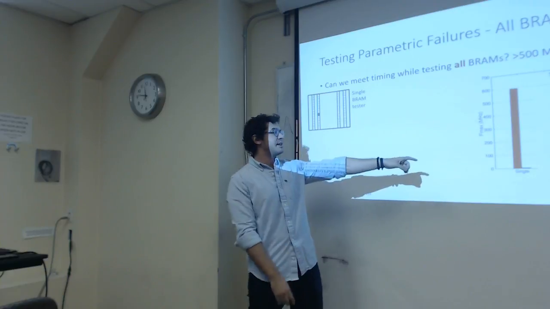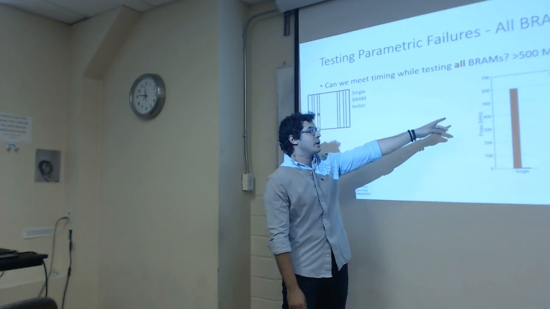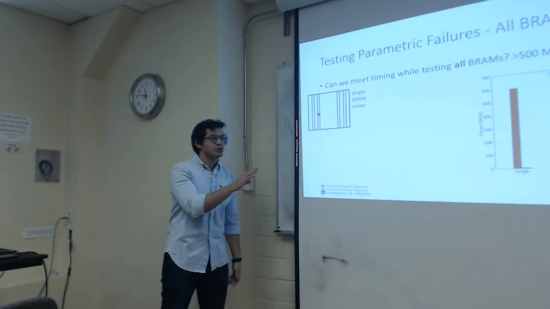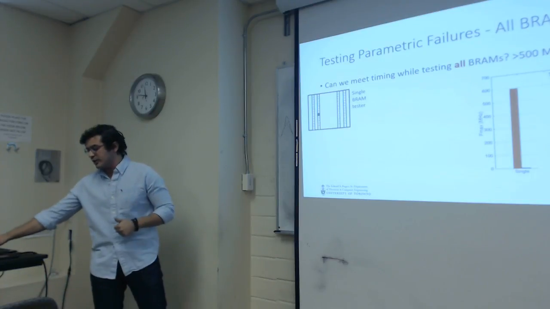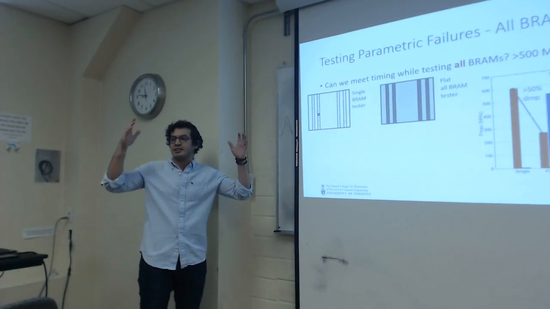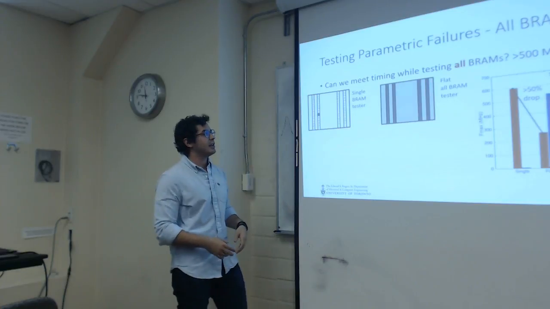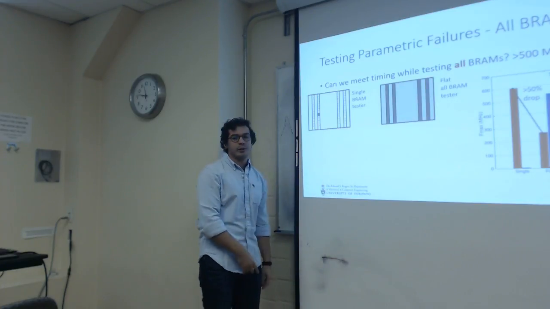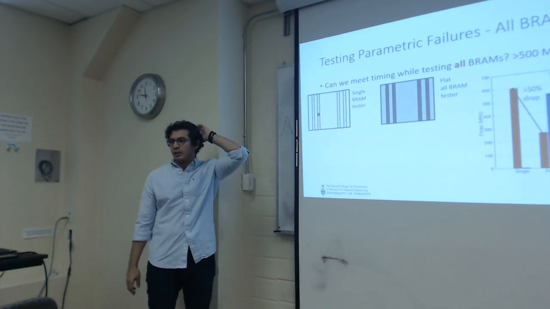So we looked at a single VRAM where we instantiated one tester to test a single VRAM, and we checked that our Fmax actually met our target, right? So we were able to run this tester at almost 600 megahertz, which was good. So we moved on and said, okay, now we want to test all the VRAMs in parallel. Once we did that, the frequency dropped by more than 50%.